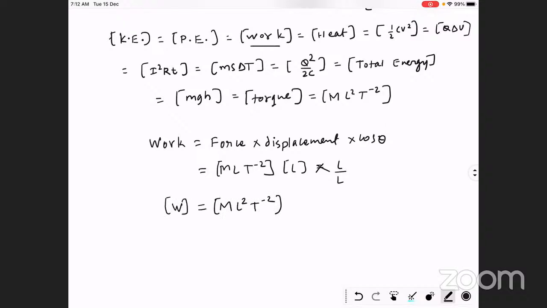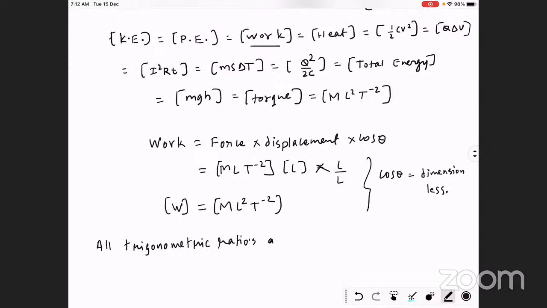Could you understand that? So you can write here cos theta is dimensionless. All trigonometric ratios and angles are dimensionless. Understood? Copy fast. All trigonometric ratios and angles are dimensionless. Okay, you can copy this.